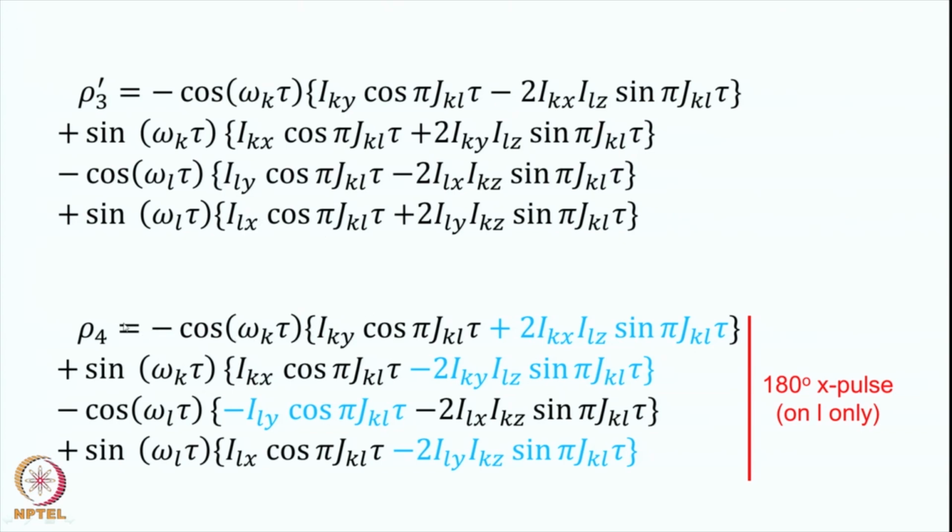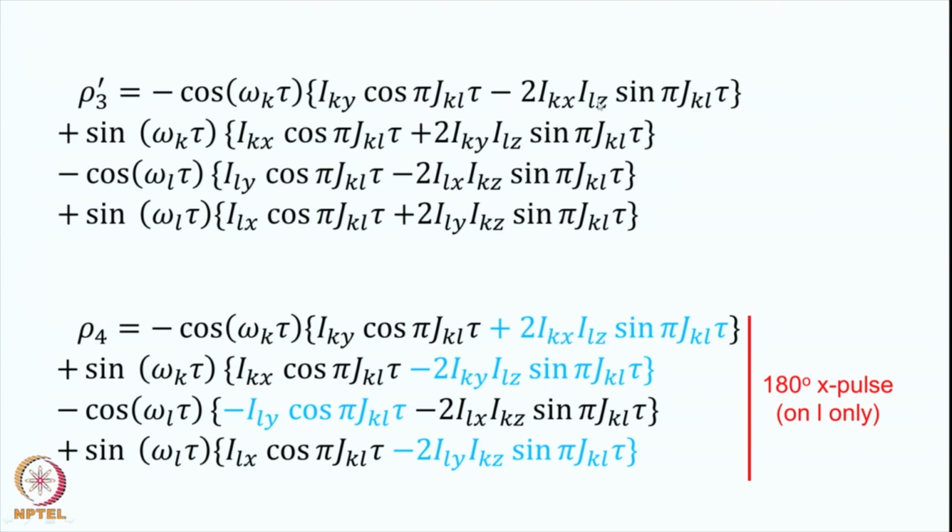So the rho 4 is now after a 180 degree X pulse, that is, on the L spin only. Okay. So rho 3 prime was after the coupling evolution, 8 terms are there, and now we apply a 180 degree X pulse only on L. So therefore what happens? There is no pulse applied here. So this term remains the same, and here again IKX, nothing happens to the K spin, but the L spin 180 degree pulse is applied.